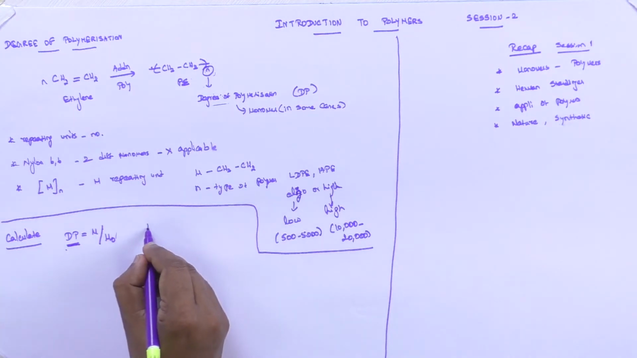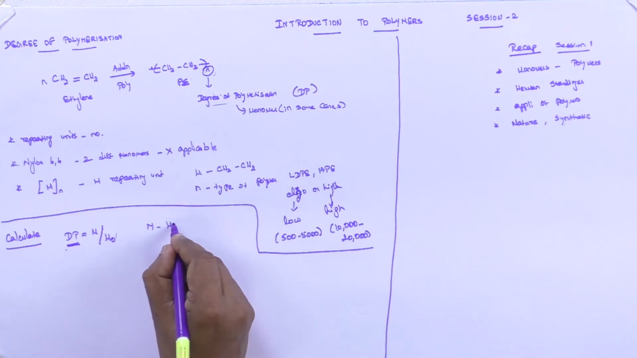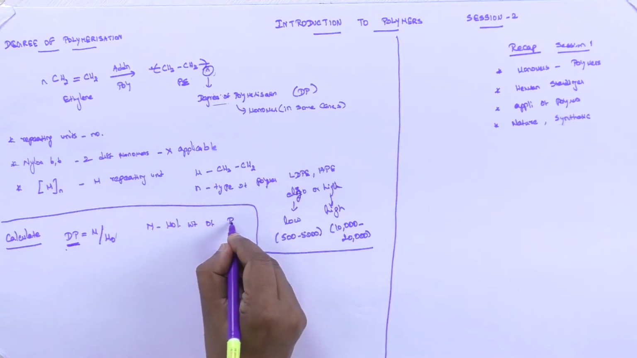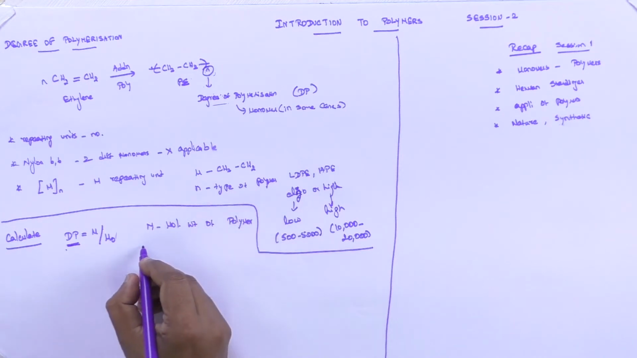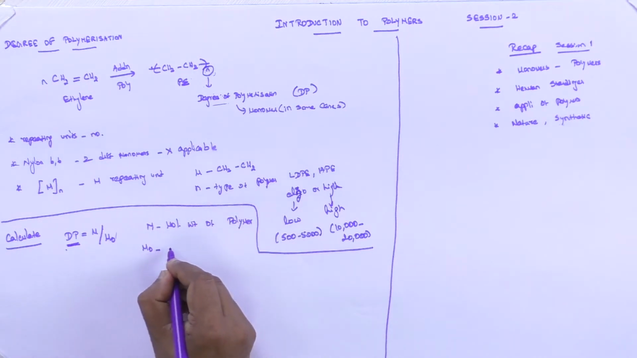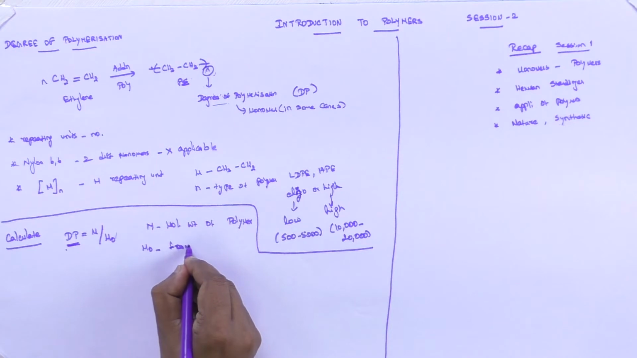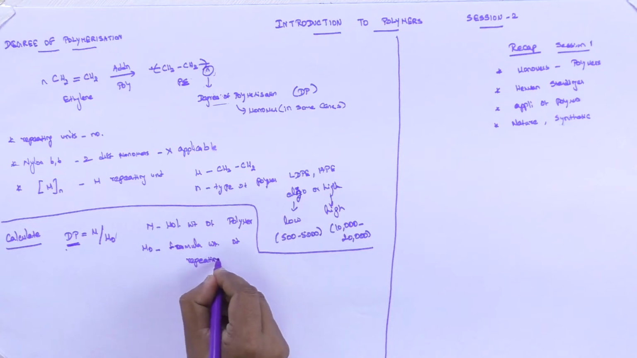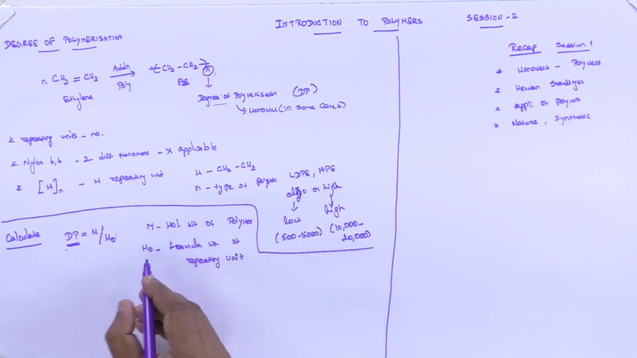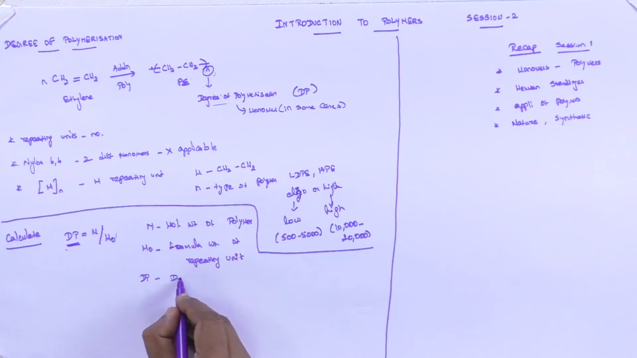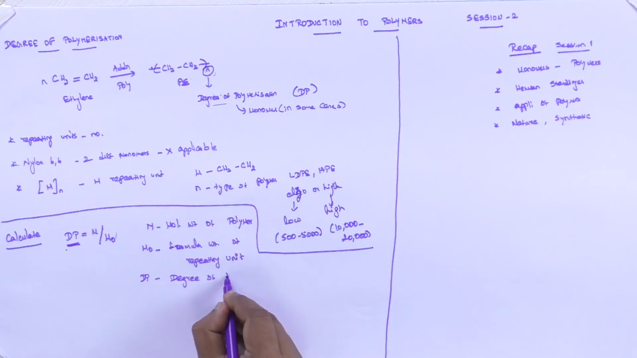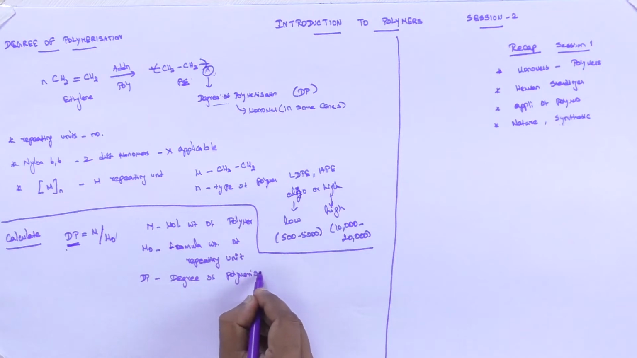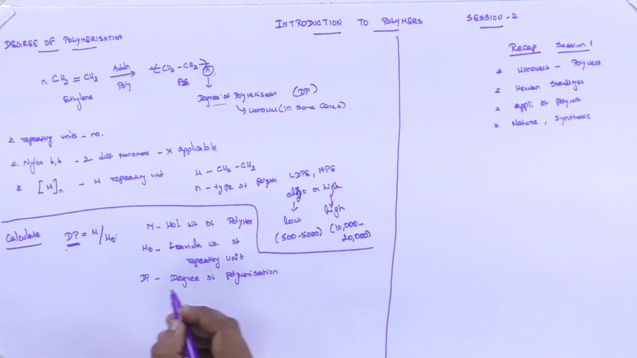where M is the molecular weight of the polymer, and M naught is the formula weight of the repeating unit or molecular weight of the monomer. M naught is the formula weight of the repeating unit, and dP is nothing but the degree of polymerization. So, a simple substitution, let us see.